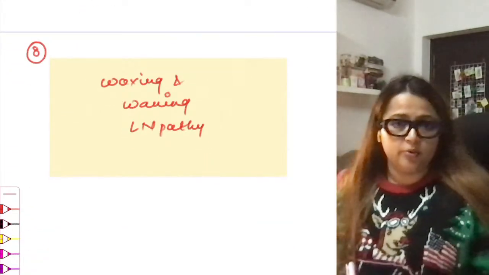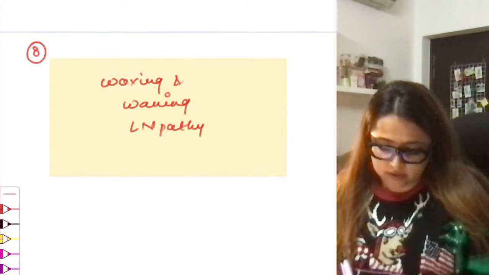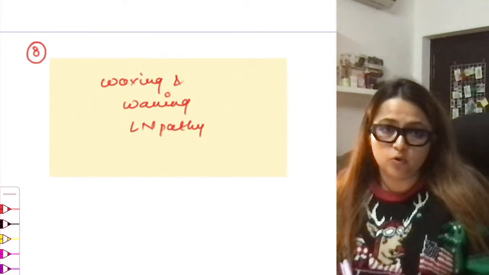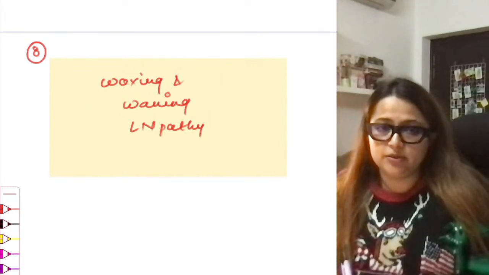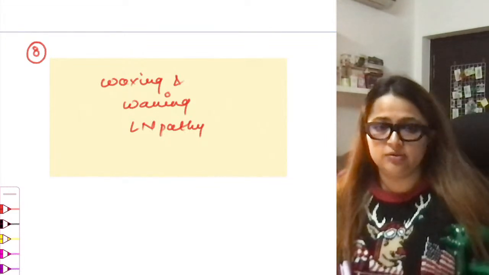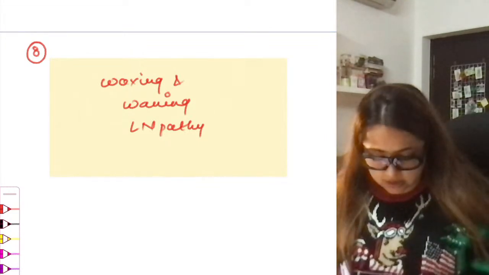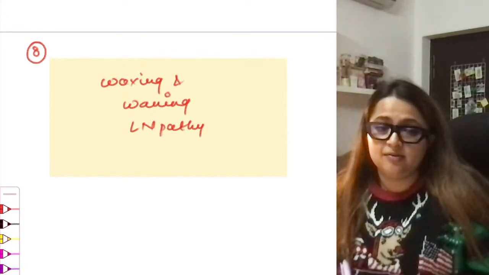Yes. So what if the question mentions waxing and waning lymphadenopathy? What would you mark? Waxing and waning lymphadenopathy means the lymphadenopathy is coming and then again vanishing, then again lymphadenopathy is there, then again it resolves. So what type of history, what type of condition are you expecting with this type of history?